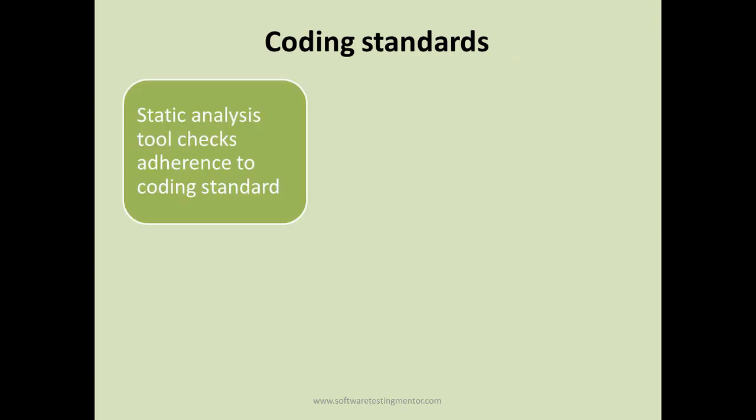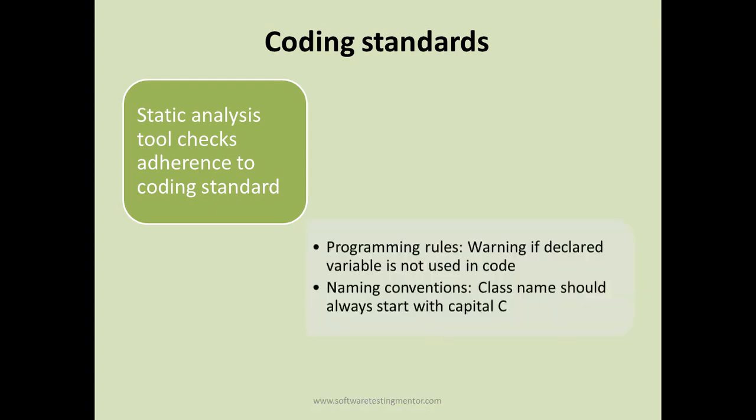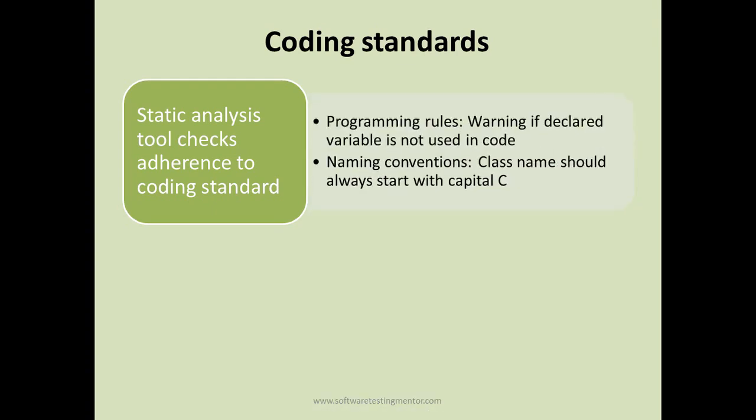So coding standard. A static analysis tool checks adherence to coding standard. So programming rules, like warning if a declared variable is not used in the code. Then it also checks naming conventions, like class name should always start with capital C. So these are the kinds of checks that a static analysis tool does. If there are any issues against these, then it will give you a warning about the standards.